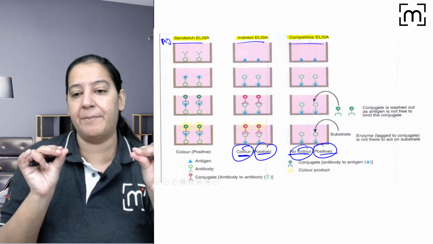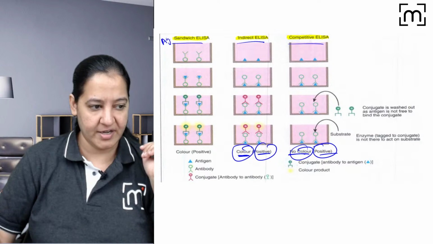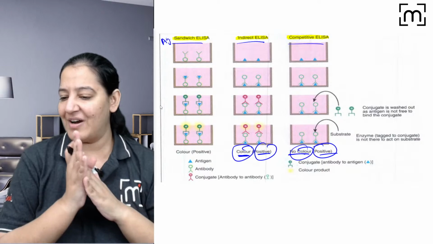Give me a thumbs up, everyone. Give me a minute to see your chat. I cannot see your chat actually right now. No, I can see now. Okay. So you got it. Can I move ahead? Anil, Ram, Yogita, everyone. Can I move ahead? So that is the three types of the ELISA.